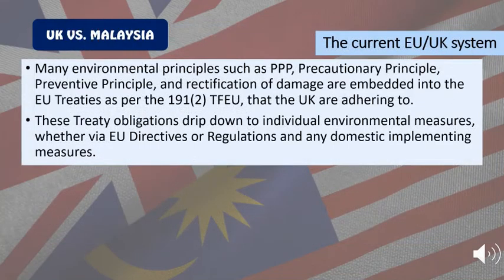Looking at the current EU and UK system, we can see that many environmental principles such as PPP, the precautionary principle, the preventive principle and rectification of damage are embedded into the EU treaties that the UK are adhering to. These treaty obligations drip down to individual environmental measures, whether via EU directives or regulations and any domestic implementing measures.